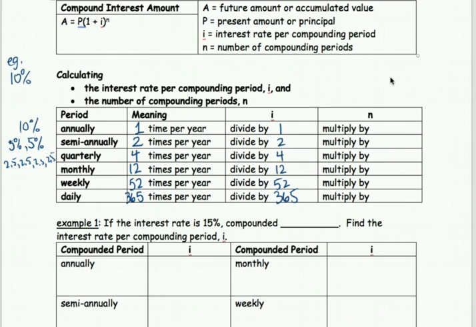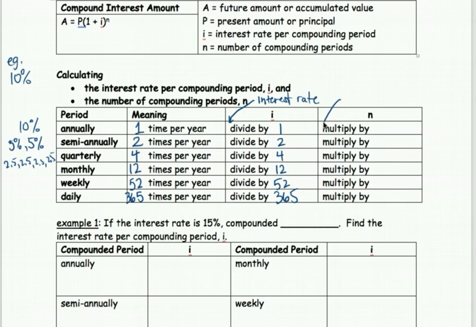Okay, so that's what we're figuring out with n. It's like how many times did a payment go to you? Whereas here it was what was the interest at every single payment that I sent to you per year. So what you're going to do here is take the time. You take the interest rate, and then you're going to divide by these numbers.